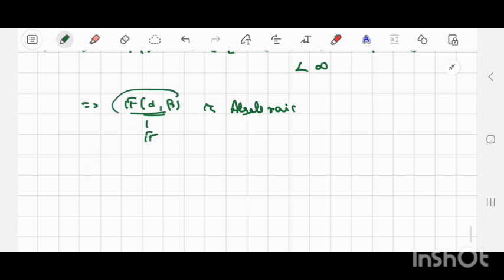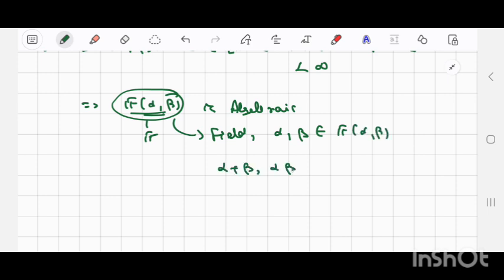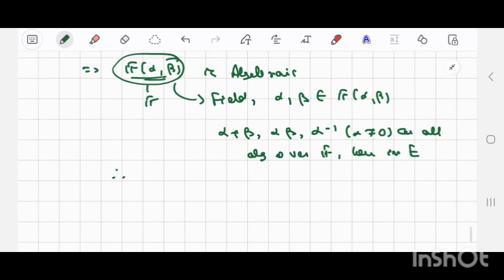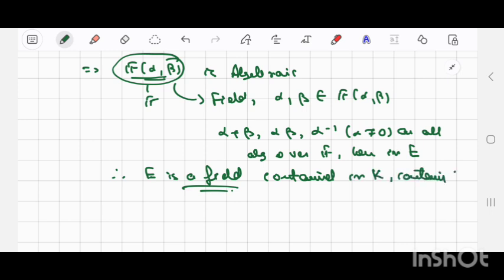And if you observe carefully, this is a field, and alpha and beta are in F alpha beta. That means alpha plus beta, alpha beta, and alpha inverse, if alpha is non-zero obviously, are all algebraic over F, hence must be inside E. What do we conclude from here? Therefore E is actually a field. In fact, it is a field contained in K containing F. Therefore, the collection of all algebraic elements over some field is a field itself. In fact, it is a subfield of the field extension.